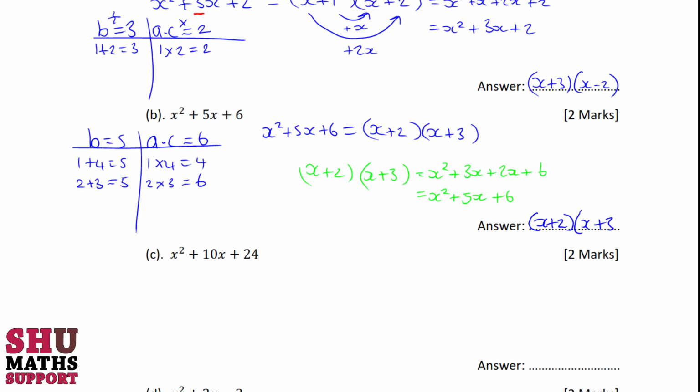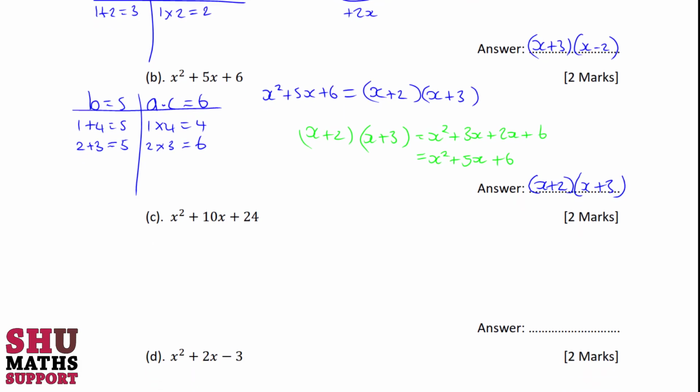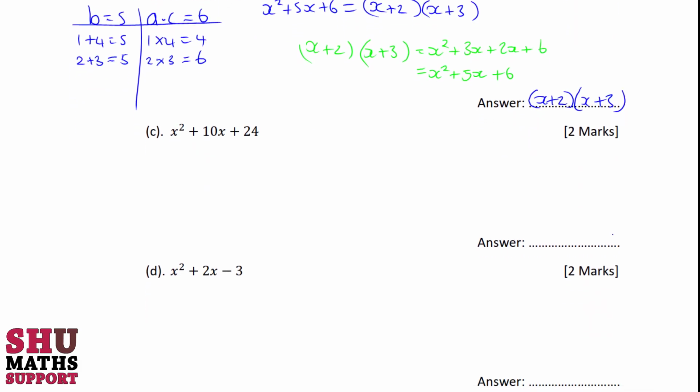Now the next example we have is x squared plus 10x plus 24. So we'll set up our table here. We have b is equal to 10 and a times c is equal to 24.